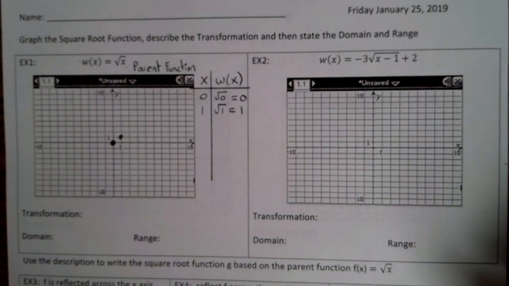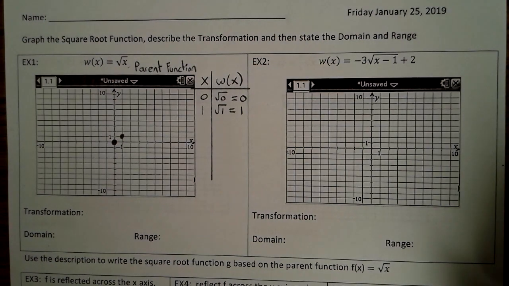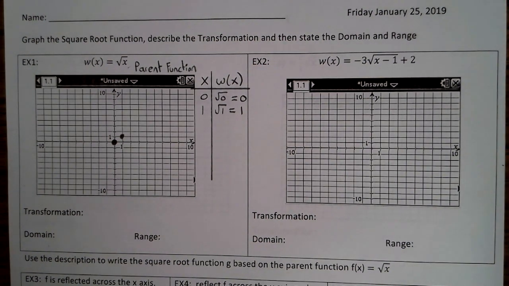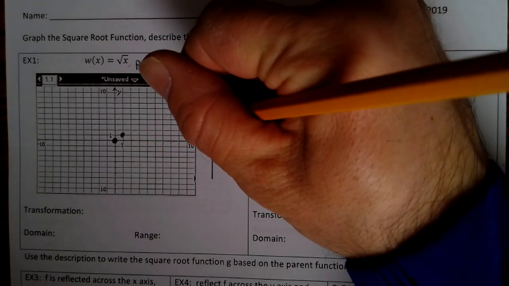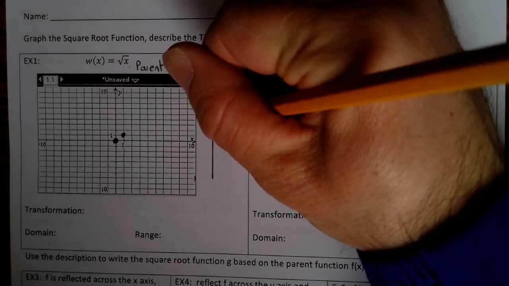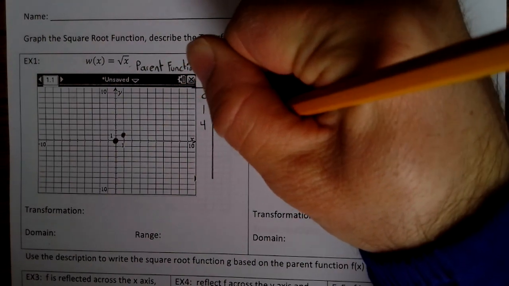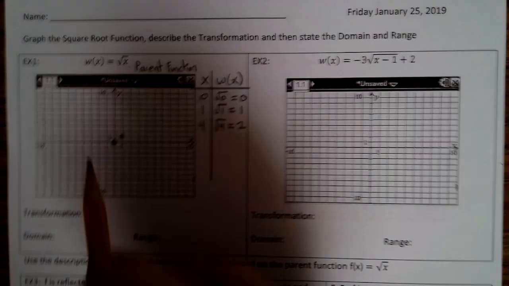Now, we're not going to do 2 as our point because the square root of 2 becomes a decimal. Square root of 3 is a decimal. But the square root of 4 we can use because the square root of 4 is 2. So we go to the right 1, 2, 3, 4, up 2.